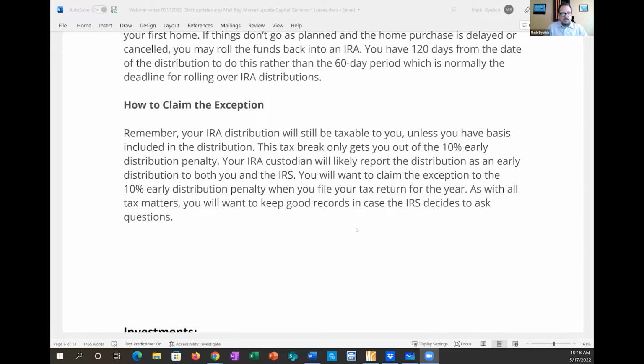As with all tax matters, you want to keep good financial records, as I said, in case the IRS decides to ask questions. You might also have a bit of a fight with your custodian, because under 59 and a half, a lot of custodians say if it's an early distribution, we're withholding the 10% penalty and potentially some tax. So that might be a separate issue for you.